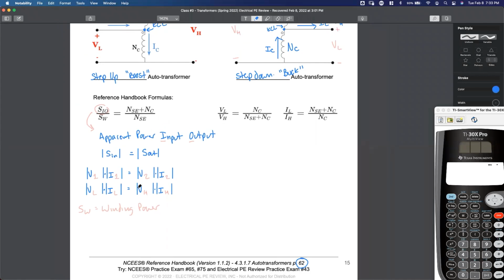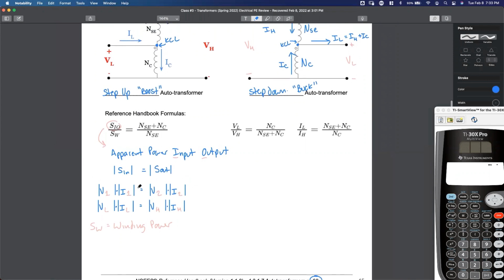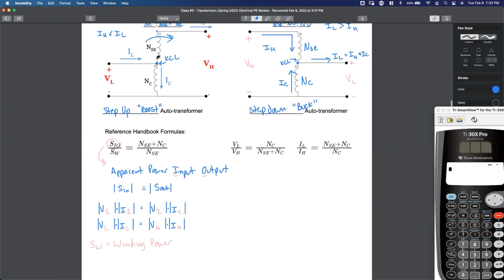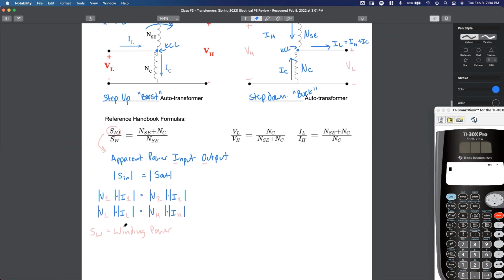Now, here's the most important thing to remember about autotransformers. Who knows in the chat? What's the relationship between the power in the common coil here and the power in the series coil here? They were equal. Excellent job, everybody. Yeah, that's typically the last thing to learn when it comes to autotransformers.